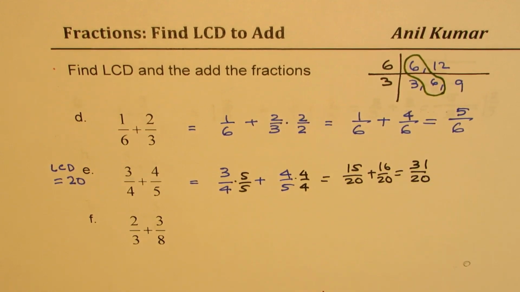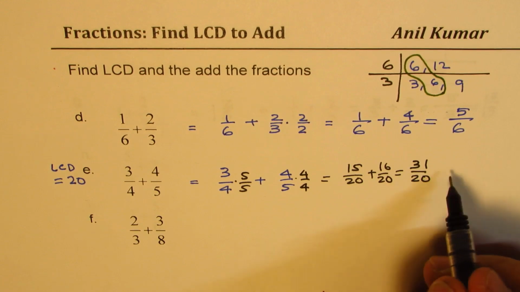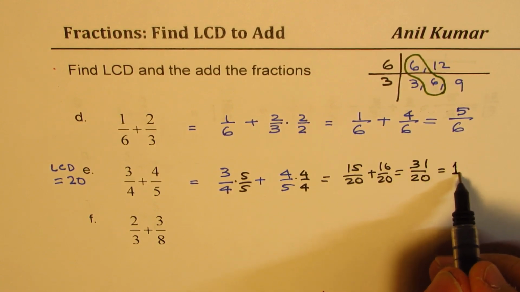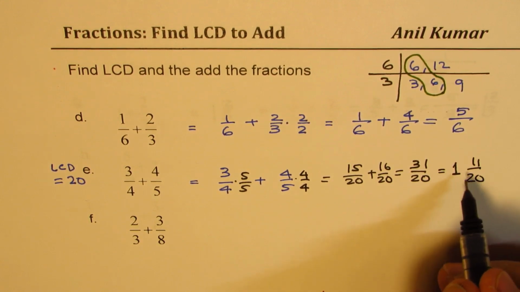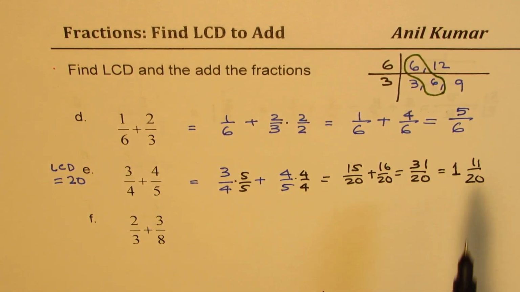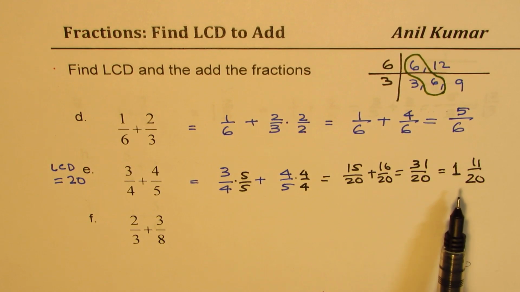Now that is an improper fraction. You may like to divide it. 20 goes one time, and when you take away, you get 11 over 20, right? So that is how you could write this answer as a mixed number.